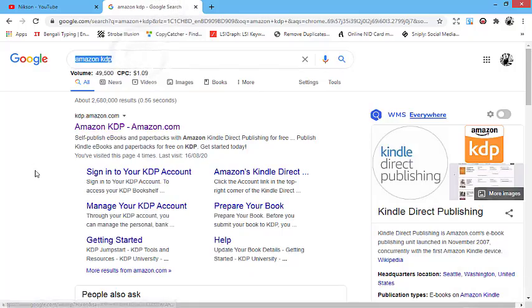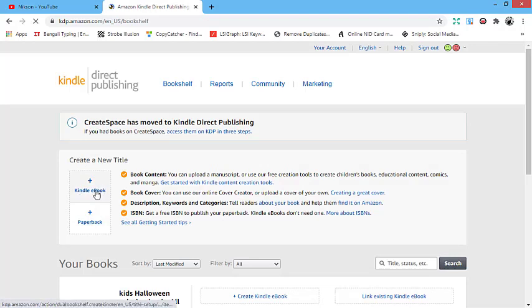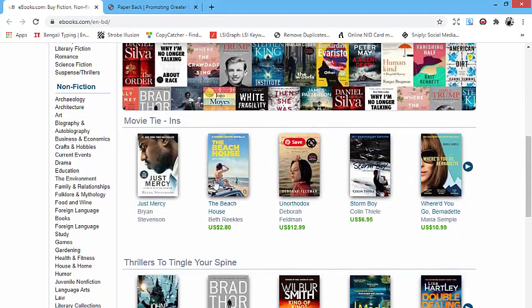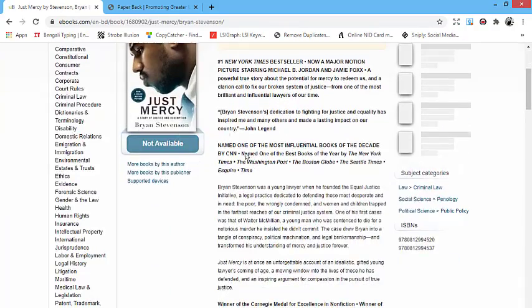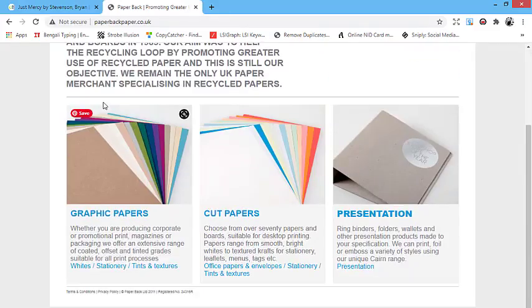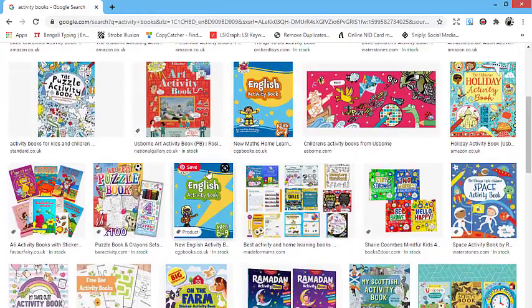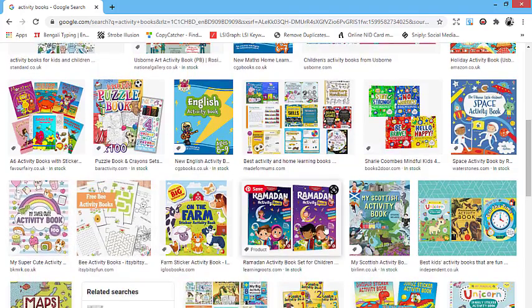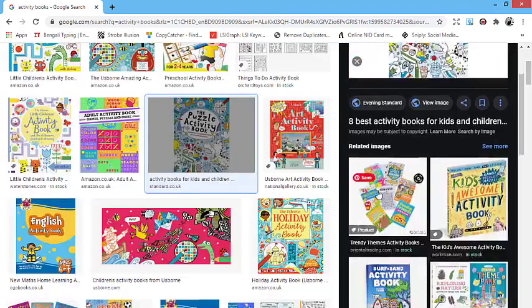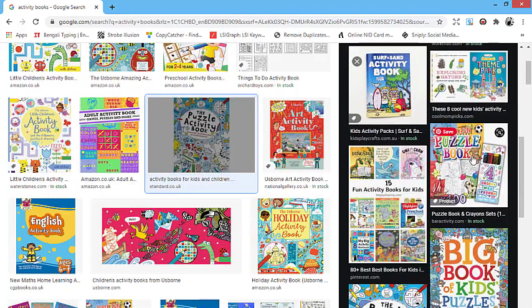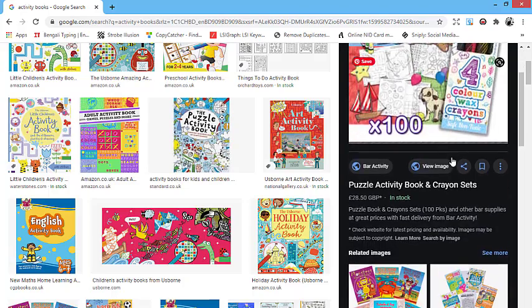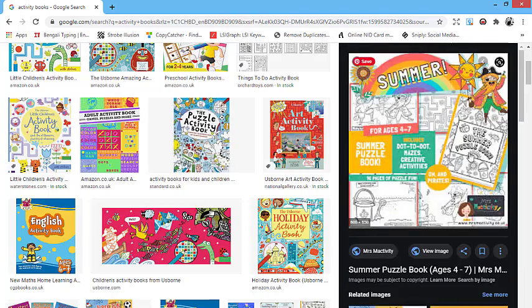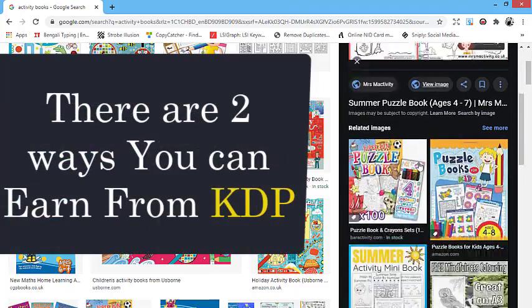So what is KDP? This is Amazon's direct Kindle selling platform. People usually upload two types of products, one called ebooks and the other called paperbacks. We already know what an ebook is, a digital book like a PDF that people read. The other is paperbacks. In paperbacks, people make and upload activity books, like workbooks, coloring books, puzzle books, notebooks, diaries, etc. So basically there are two ways that you can earn.